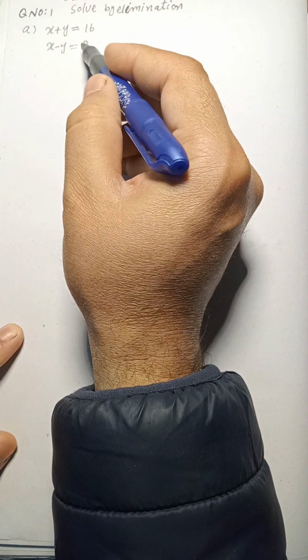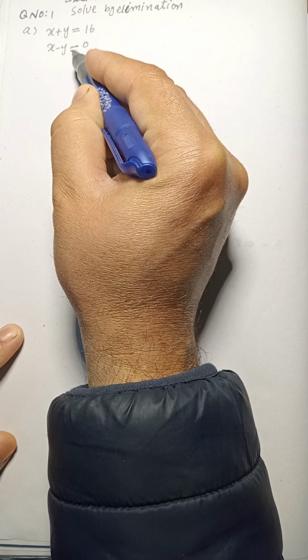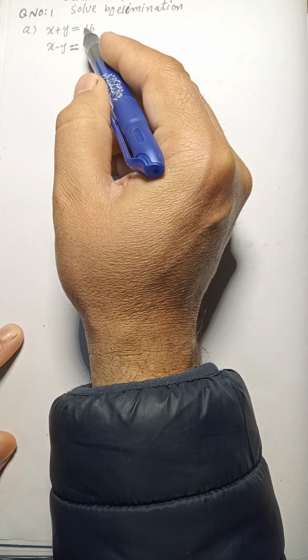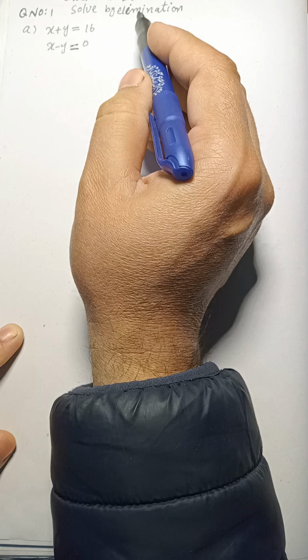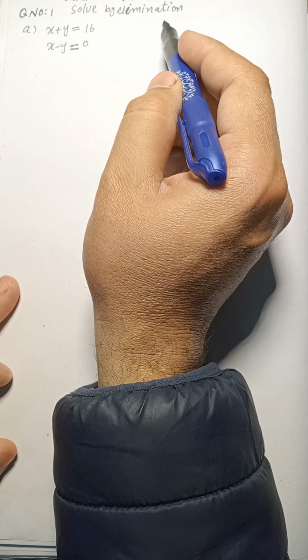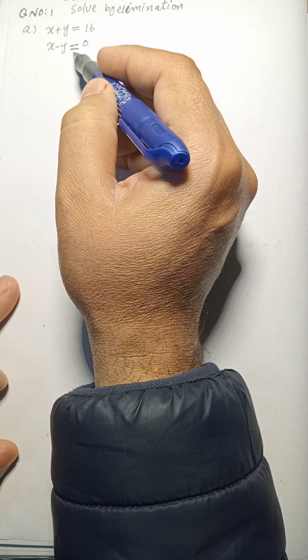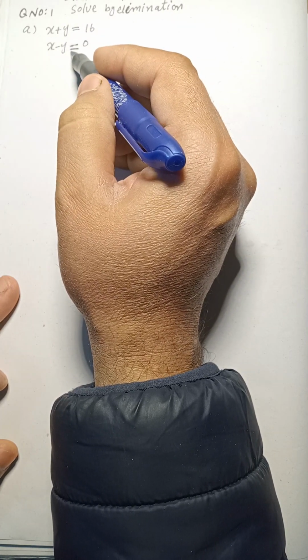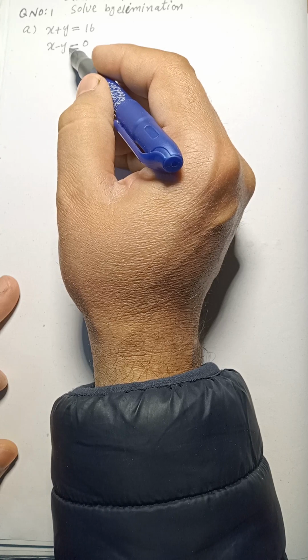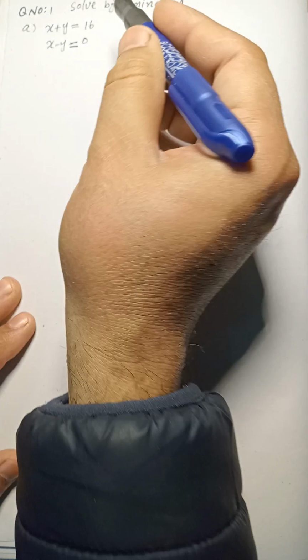This pair of equations is called simultaneous equations. These are solved with different methods, and one method he is asking us to use is the elimination method. These two equations form a pair, and this is called a pair of simultaneous equations. Now we have to solve it.